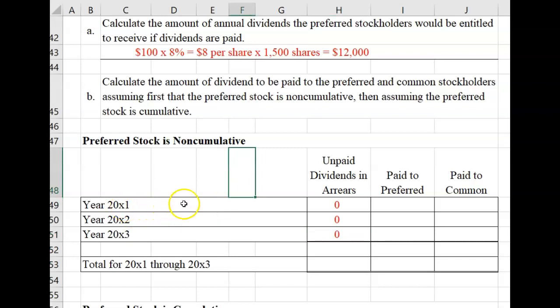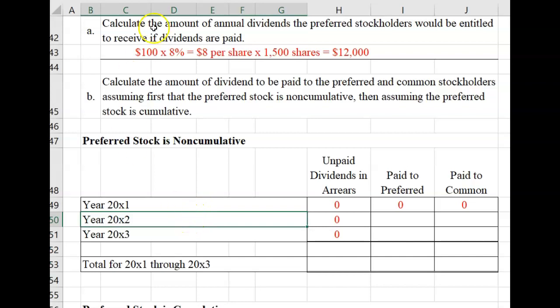Now, in 20X1, there were no dividends paid at all. 0 dividends paid. So how much of those 0 dividends went to preferred shareholders? Well, 0. Nothing was paid. They didn't get anything. And how much went to common shareholders? Nothing. Though nothing was paid, they didn't get anything.